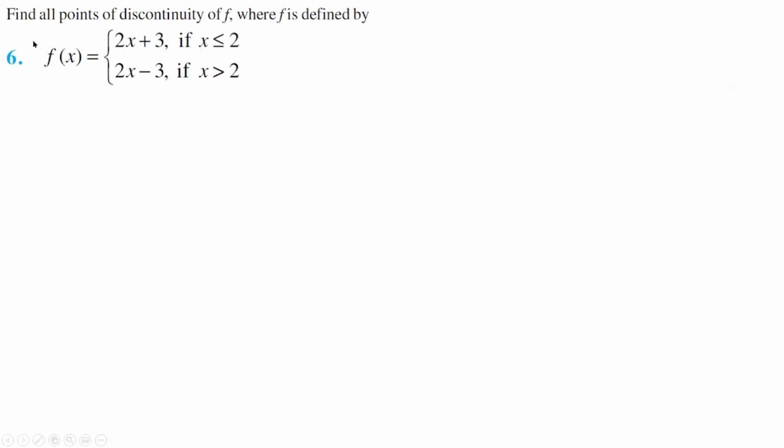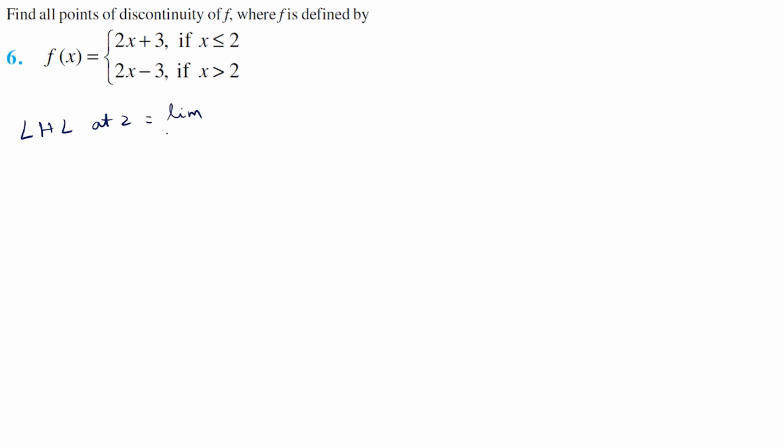Next question, find all points of discontinuity of f where f is defined by f of x is equal to 2x plus 3 if x is less than or equal to 2, and 2x minus 3 if x is greater than 2. So if we have to find the points of discontinuity, we have to find the left hand limits and the right hand limits and check whether they are equal to f of that limit.